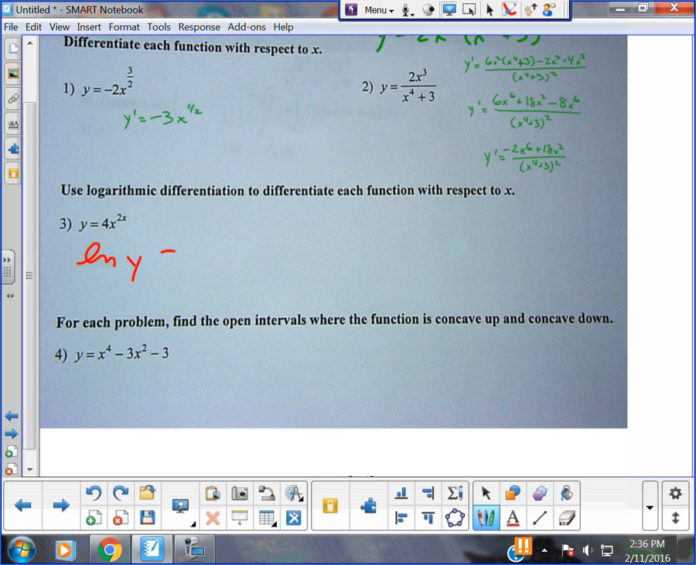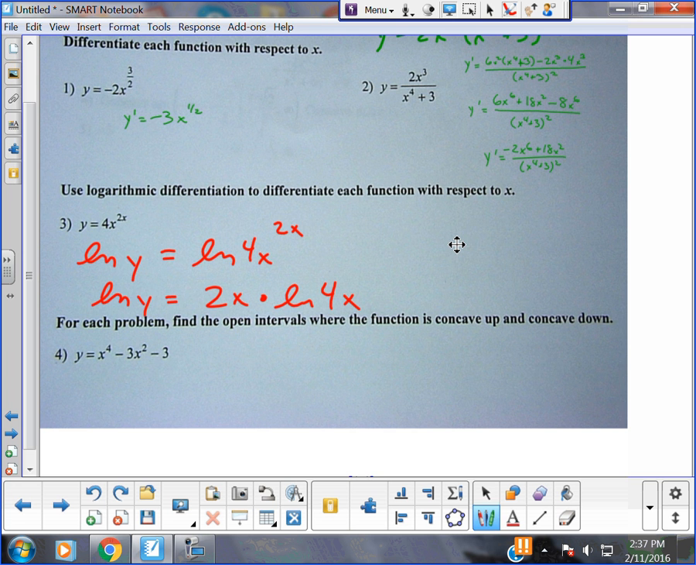ln y equals ln 4x raised to the 2x. Our power of logs from pre-calculus means I can do this. And I have ln y equals 2x times ln 4x. Everybody, I see a derivative on the left with y in it, and I see a product rule derivative on the right side with 2 x's in it.